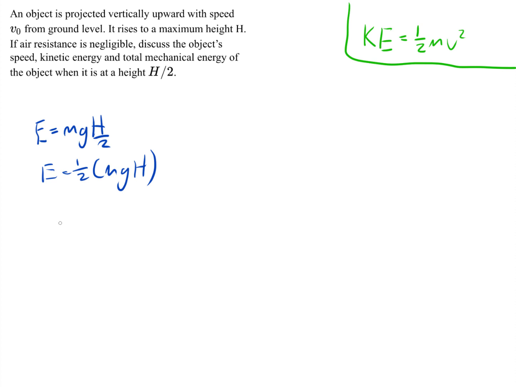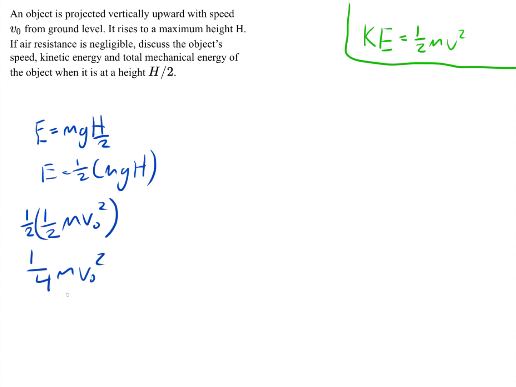So the kinetic energy when it first leaves is 1/2 times the mass times the initial velocity squared. But once it's halfway up, it's gonna have half of that kinetic energy. So at h over 2, it's gonna have half of this energy. So the kinetic energy at this point is 1/4 times the mass times the initial velocity squared. So that's the kinetic energy at that point.